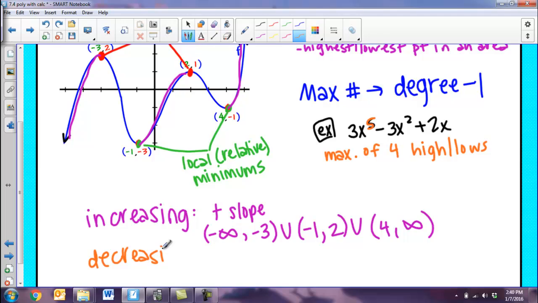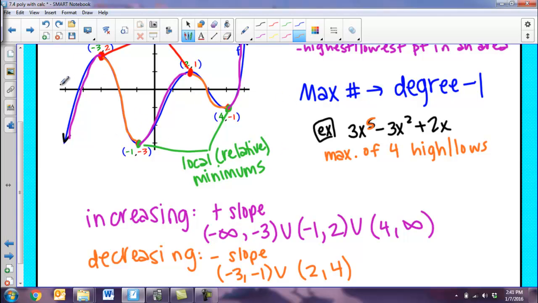Okay, so if you're decreasing, it's like if you had a negative slope of your graph, even though I know they don't have slopes, they're curvy. So we would have this little area, which would be from -3 to -1. And then going down again, we would have 2 to 4. Okay, and if you notice, I did put parentheses around those points, because technically at those turning points your graph is not increasing or decreasing, so just use regular parentheses in the interval notation. Don't use the brackets.